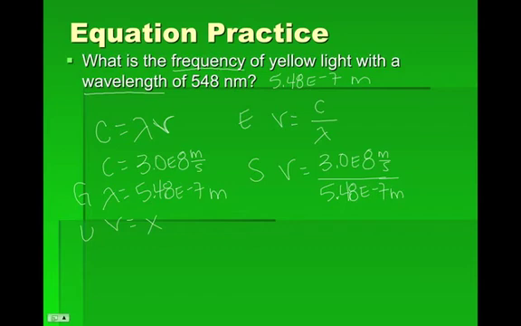So 3 divided by 5.48, and you end up with our solution, in correct sig figs, 5.47 times 10 to the 14, and that is going to be hertz. And so the other thing that you'll notice with visible light is the hertz, the frequency measurements, are always something times 10 to the 14. So if you remember that, then you can always know that you're on the right track there.